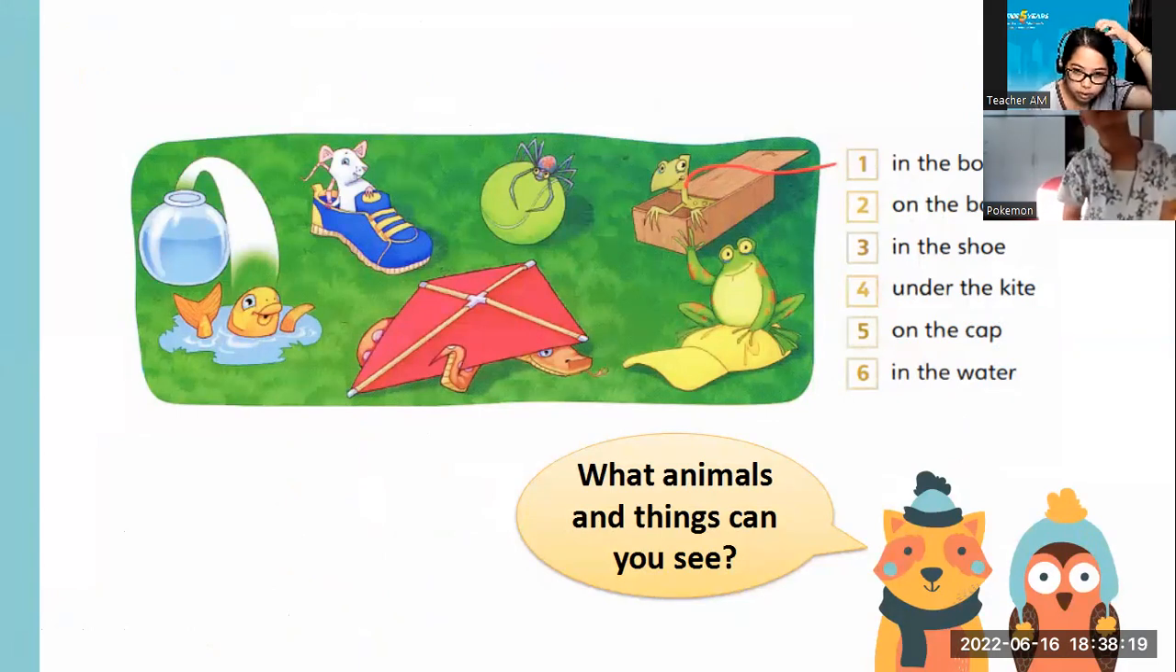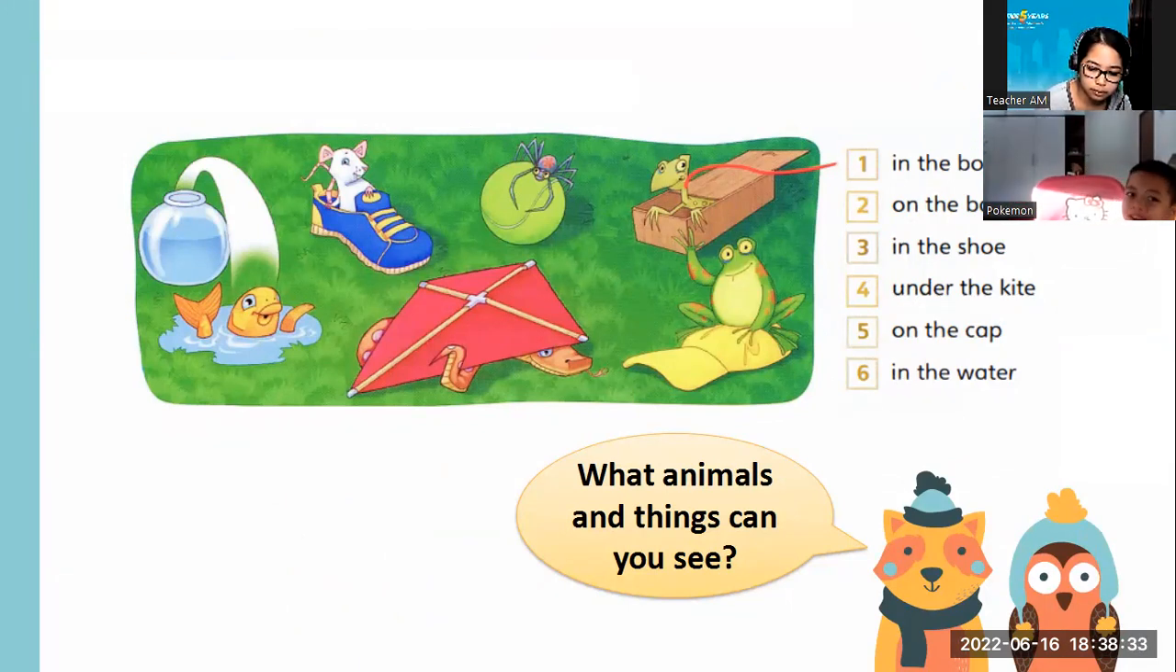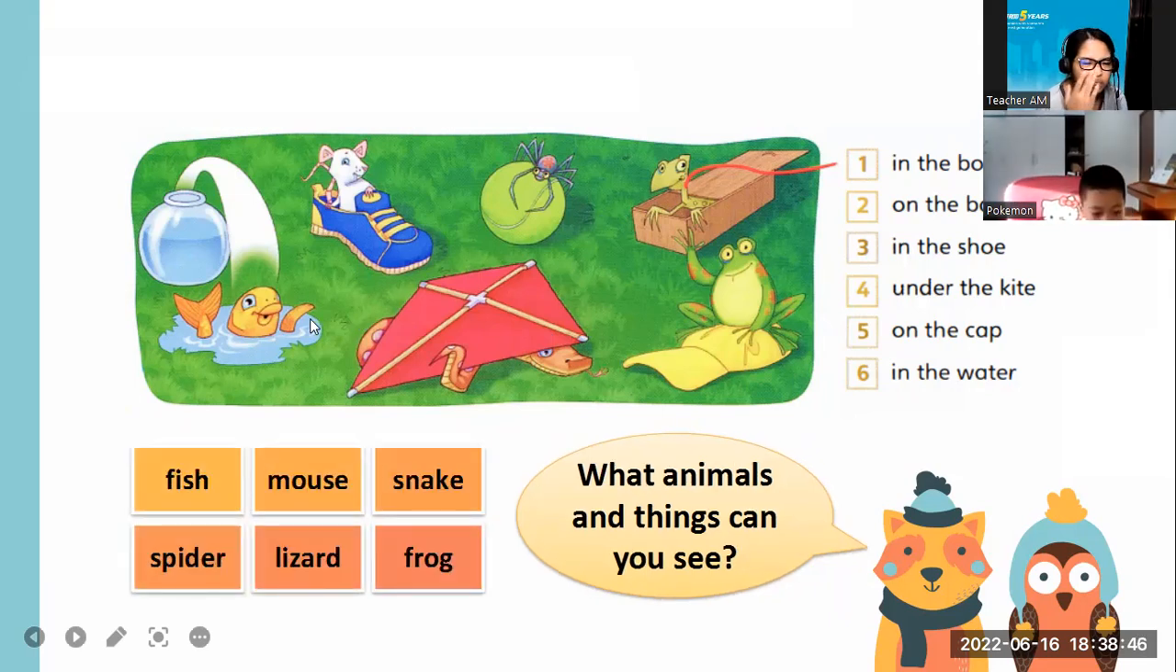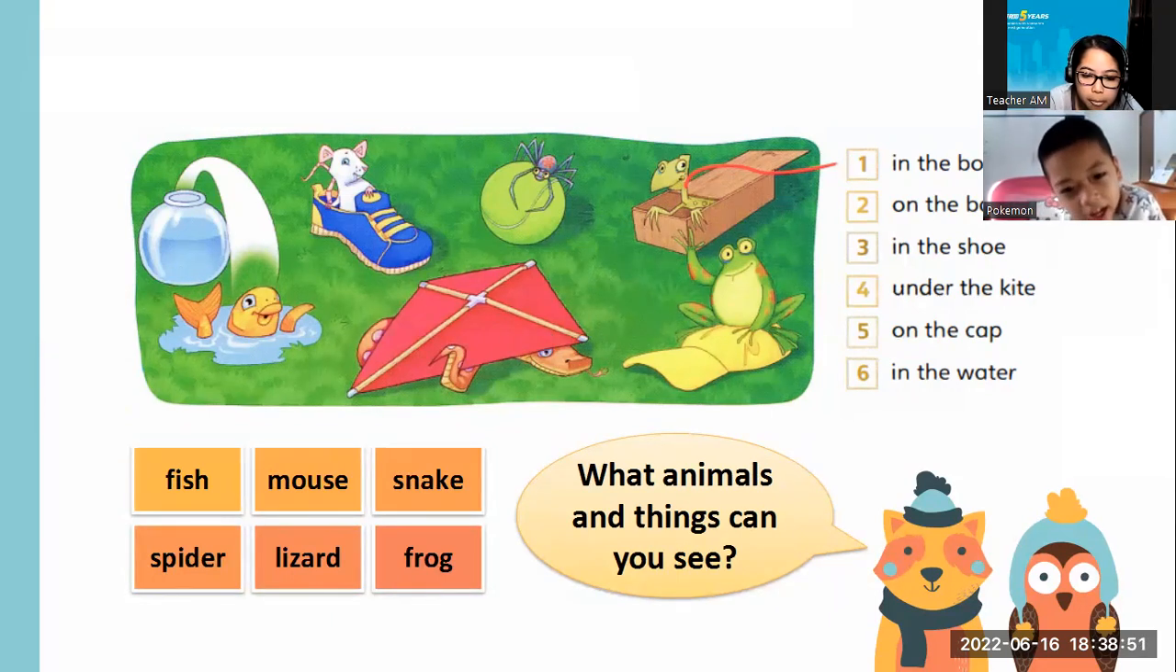This time we're done. What? This time we're done, teacher. Don't say we're done. What do you mean we're done? You mean this one is done? Yes, teacher. We're done on this. I see. Okay, so what are the things that you can see in the picture? I can see there's a mouse, a spider, a lizard, a frog, snake, and fish.